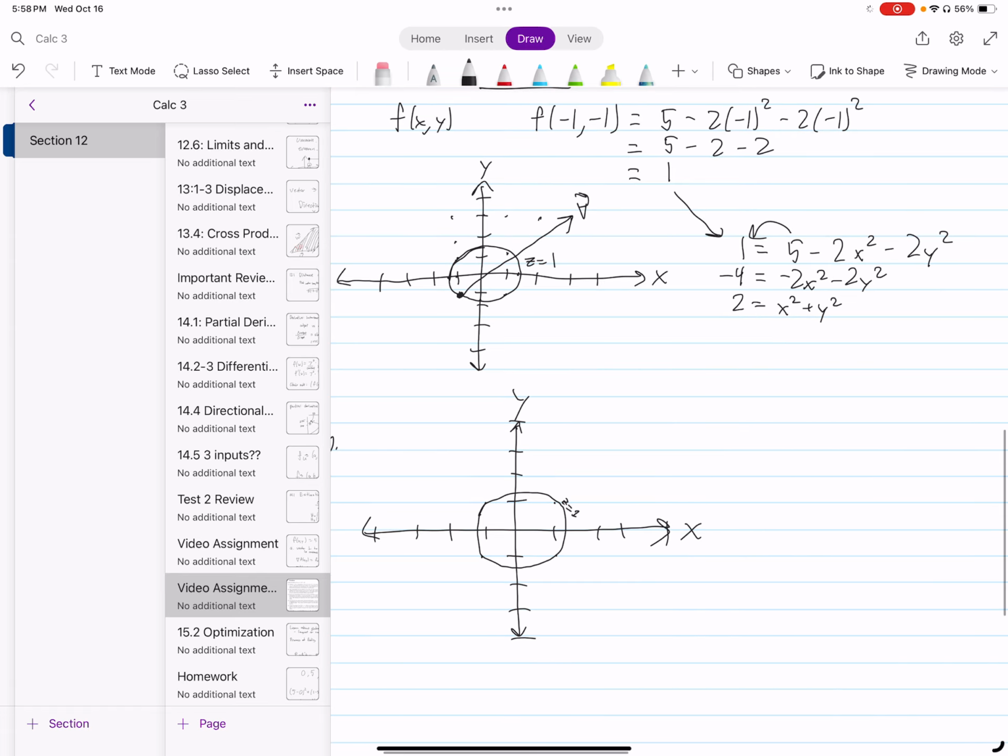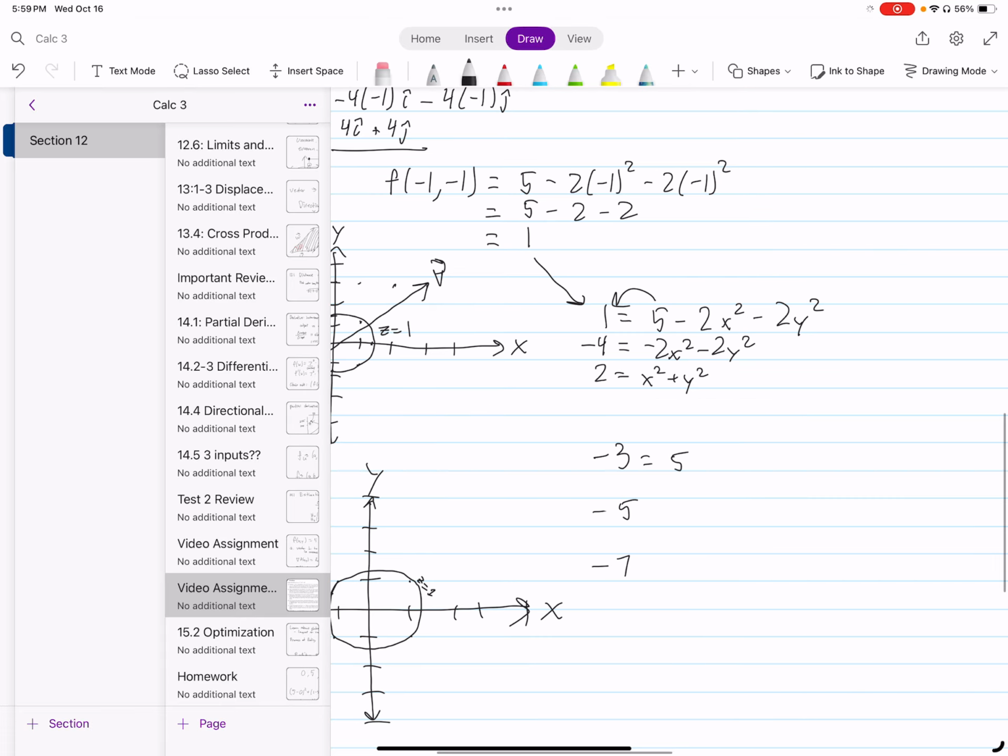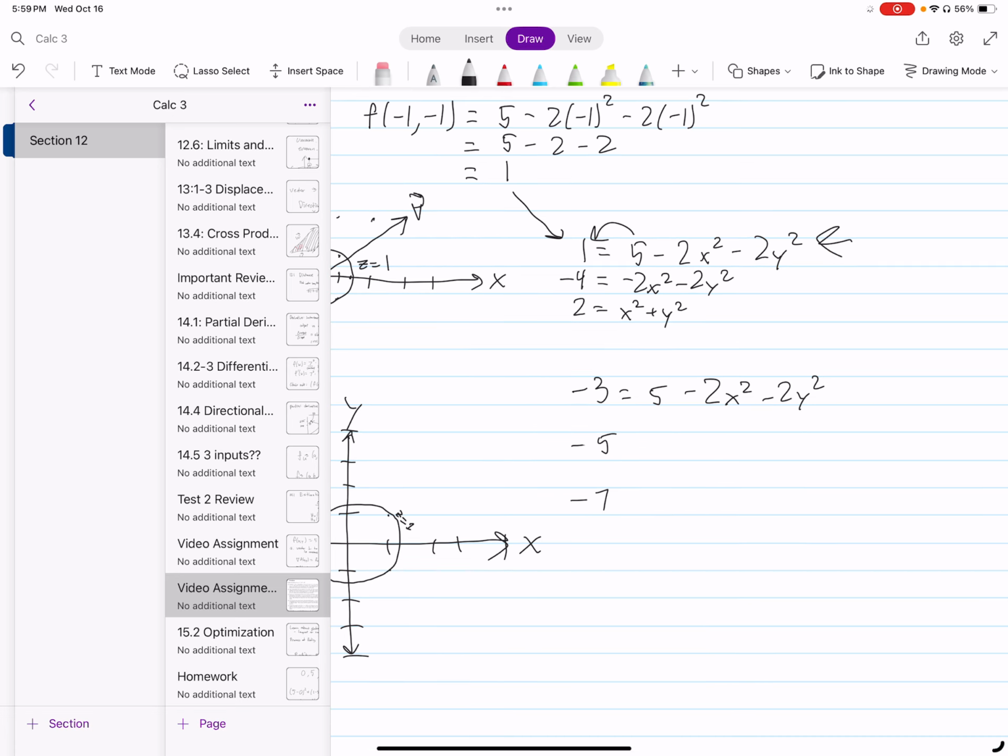So we can draw this for other values of z. Let's do this for values of -3, -5, and -7. If we plug each of those into this function, just as we did with this one right here, we rearrange. In this one, we get -8 on this side, and divide by -2, we get 4 equals x squared plus y squared. Here on the second function, let me just box that.